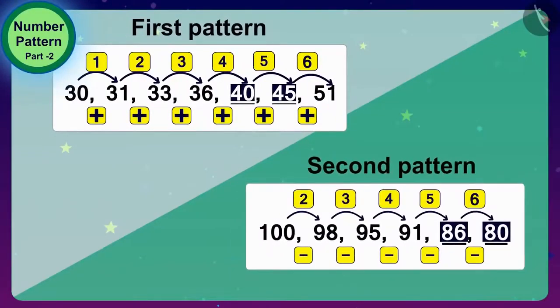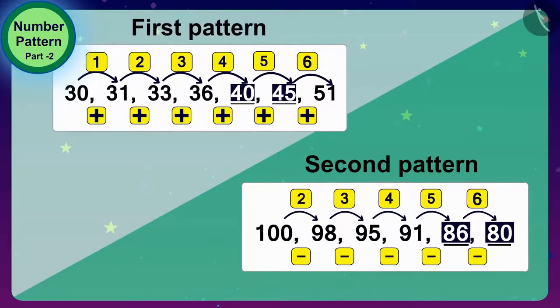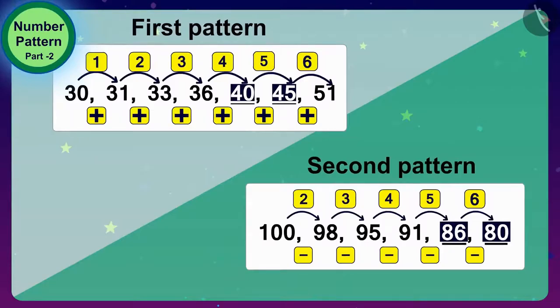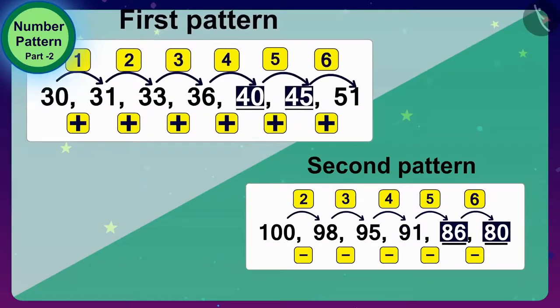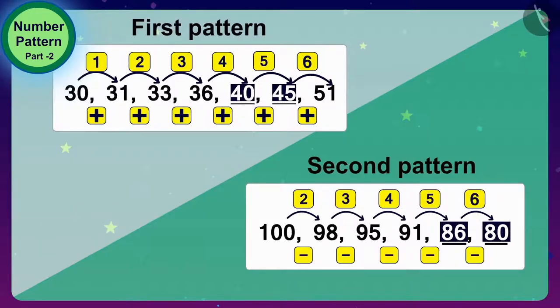Children, if you look at the first and second pattern asked by the angel, you will find that the numbers in the first number pattern are increasing and the numbers in the second number pattern are decreasing. And kids, do you know another interesting thing? If you look at these number patterns carefully and see the number patterns learned in the previous video, you will find that the number being added or subtracted in the previous video was always the same, while the numbers we saw in this video are different each time.